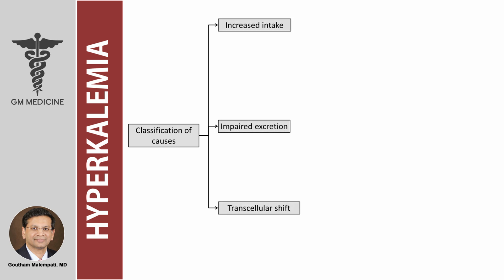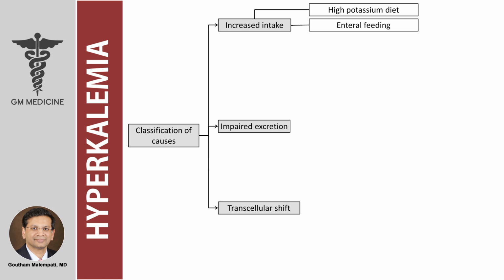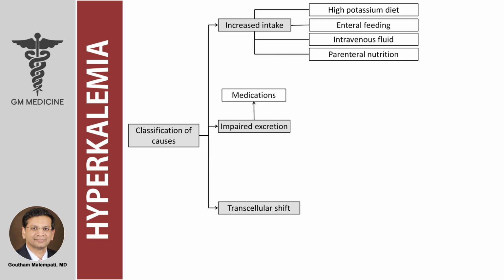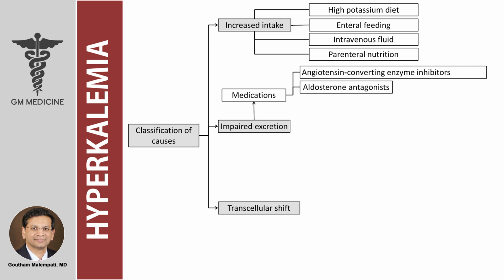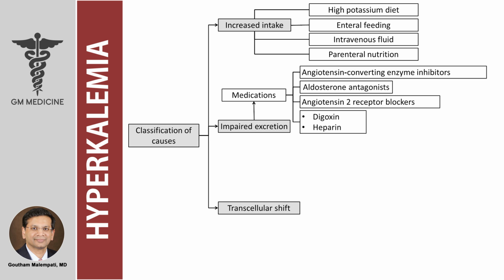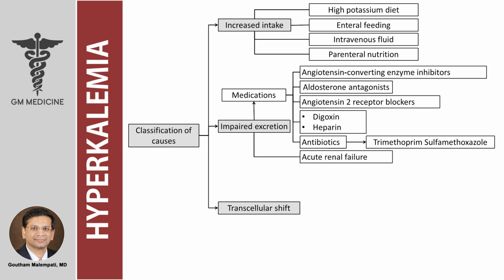Some of the causes of increased intake contributing to hyperkalemia are high potassium diet, enteral feeding, potassium supplement in intravenous fluid, and parenteral nutrition. Medications that can cause hyperkalemia from impaired excretion are angiotensin converting enzyme inhibitor, aldosterone antagonist, angiotensin 2 receptor blocker, digoxin, heparin, antibiotics such as trimethoprim, sulfamethoxazole. Acute renal failure, end-stage renal disease can cause hyperkalemia through impaired excretion.